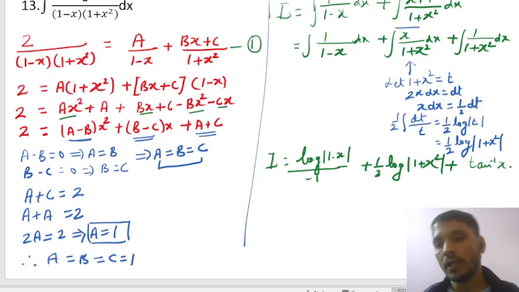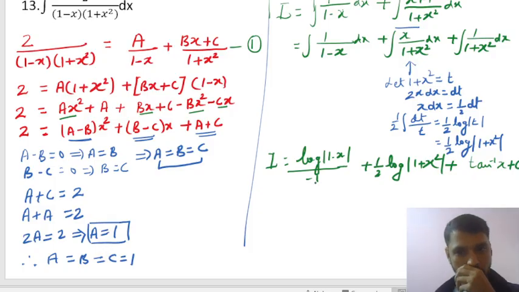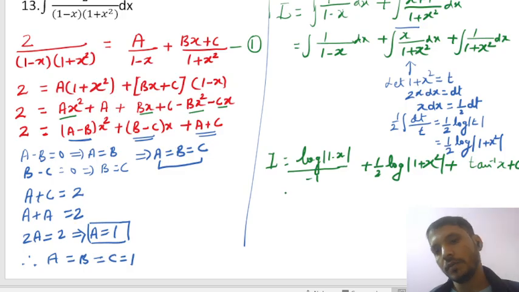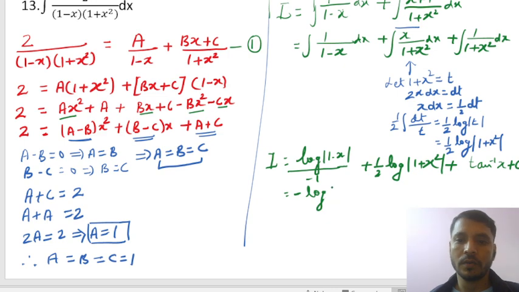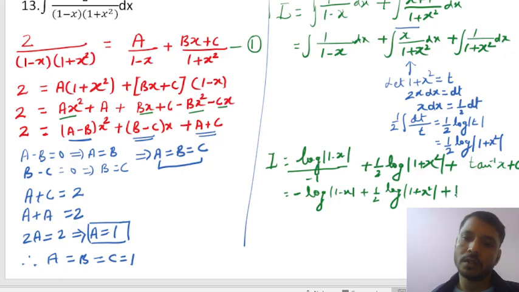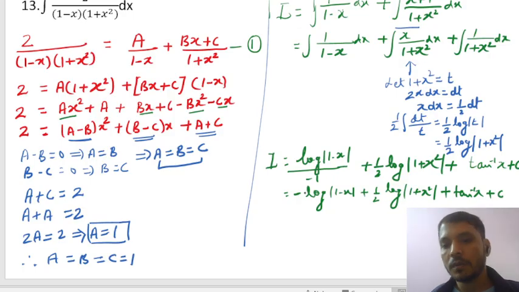Tan inverse of x by a, that means a is 1 for this, and here at last we can write plus c. This minus 1 we can take as a coefficient here, means we can write it as minus log of 1 minus x plus 1 by 2 log of 1 plus x square, and plus tan inverse x plus c. We can apply the property of the log.